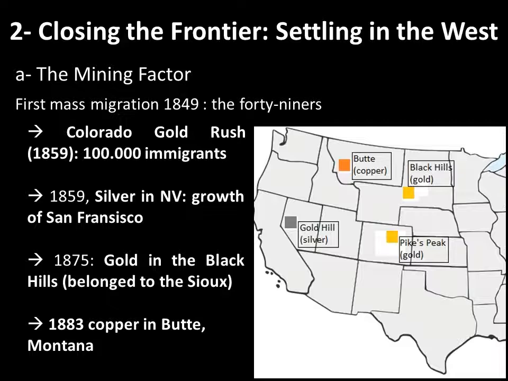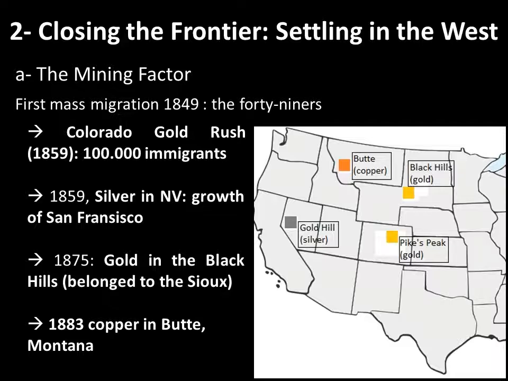And now the last is Butte. That's at the very top of your map, in the Northern Rockies, and copper was discovered. Now, mining copper was much more profitable, economically speaking, than gold or silver. This copper rush, as we may call it, started in 1883 in Butte, Montana. And following that, the region was rapidly industrialized.